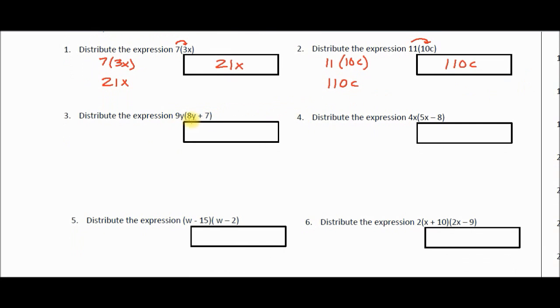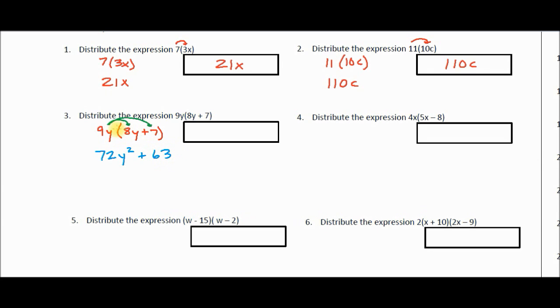Question number 3. Distribute the expression 9y times 8y plus 7. I'm going to just write that out here. 9y times 8y plus 7. We're going to use again our distribution rules. The monomial multiplies by the first term of the binomial and then the second term of the binomial. So we've got 9y times 8y. Now 9 times 8 is 72, and y times y is y squared. And now we multiply the 9 times positive 7. That is a positive 63.